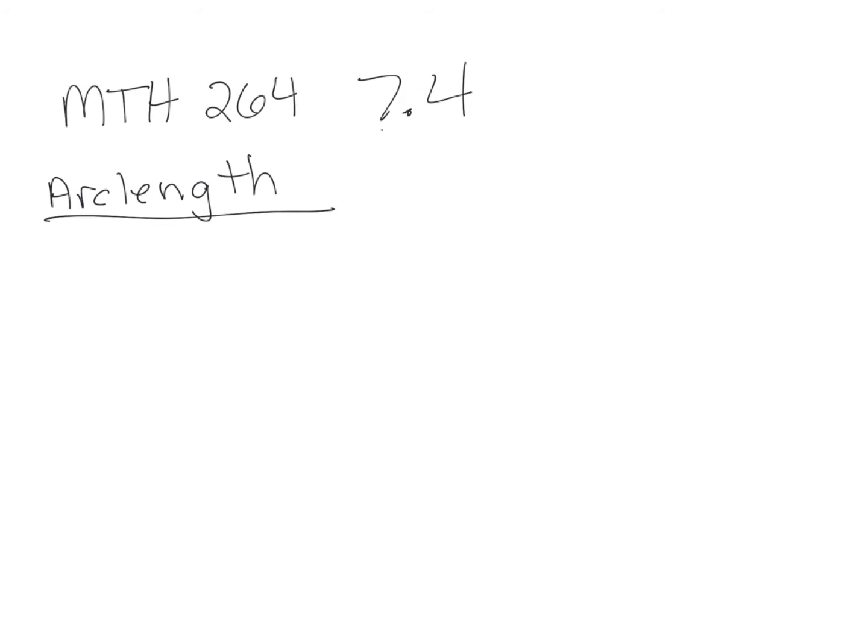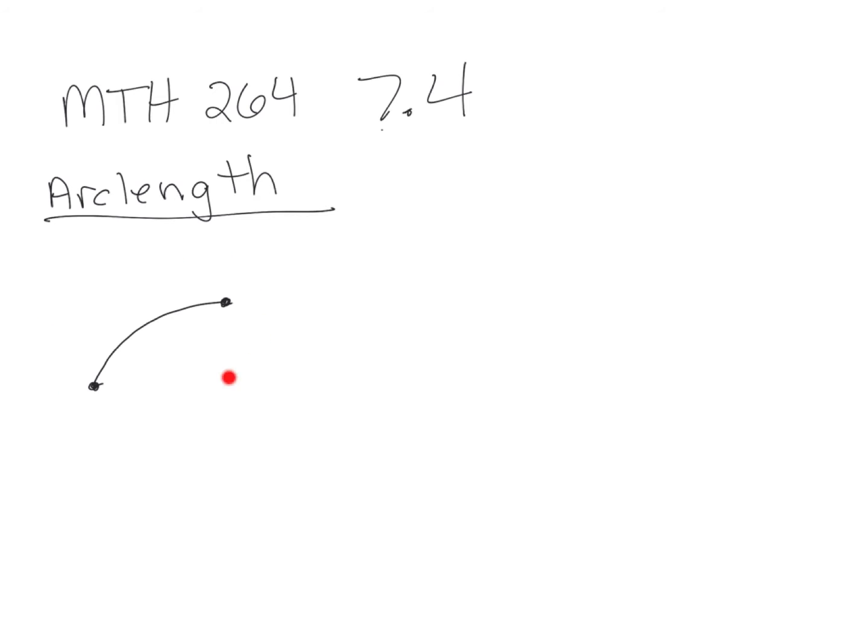In 7.4, we're going to learn how to do arc length and surface area. Let's start with a closed piece of curve, a curve on a closed interval. If we want to find the length of this curve from the beginning to the end, we can't just measure a straight line. So what we need to do is break that curve down into a bunch of smaller pieces.